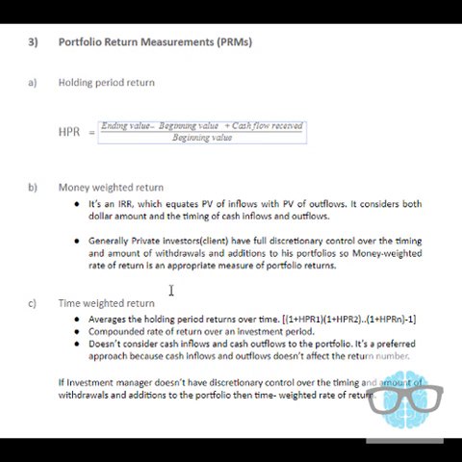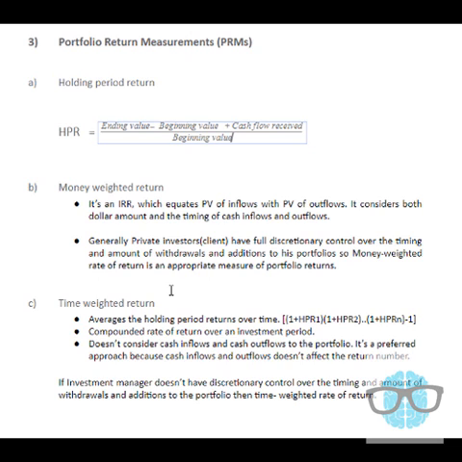Money weighted return we already talked about earlier. It's basically IRR, which equates the present value of inflows to the present value of outflows in the portfolio. It considers both the dollar amount and the timing of cash inflows and outflows in the portfolio. So the same calculation which we do for IRR, we do to calculate the money weighted return.